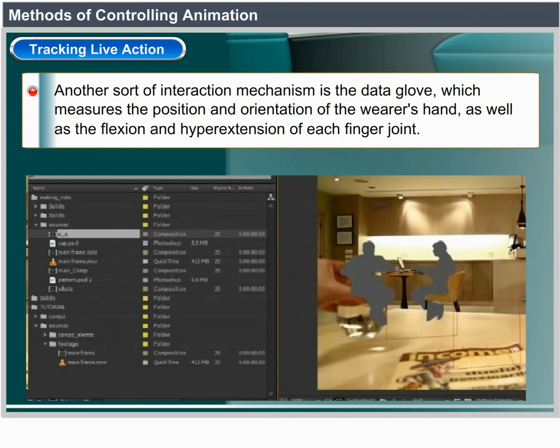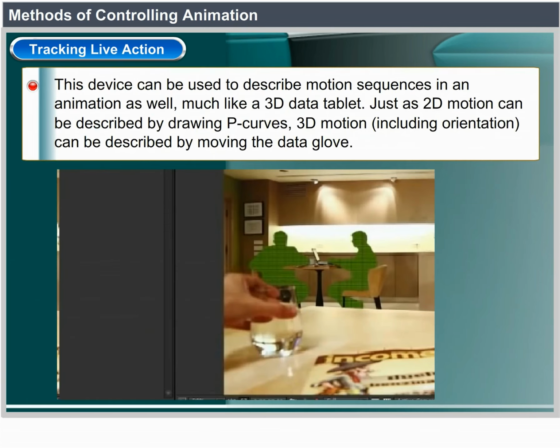Another sort of interaction mechanism is a data glove, which measures the position and orientation of the wearer's hand, as well as the flexion and hyperextension of each finger joint. This device can be used to describe motion sequences in an animation as well, much like a 3D data tablet. Just as 2D motion can be described by drawing P-curves, 3D motion, including orientation, can be described by moving the data glove.